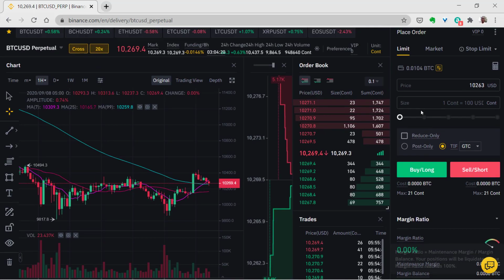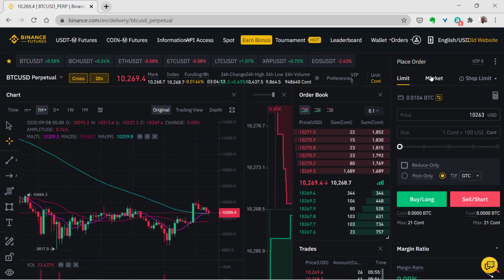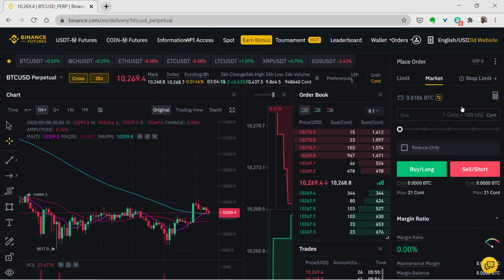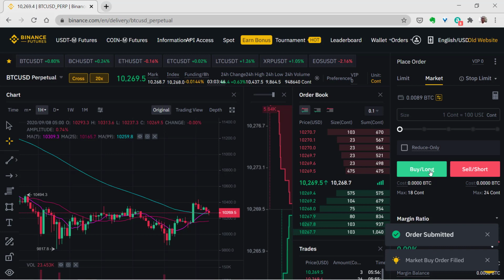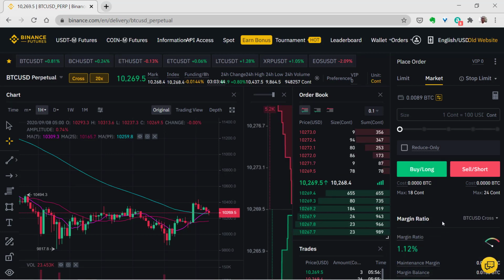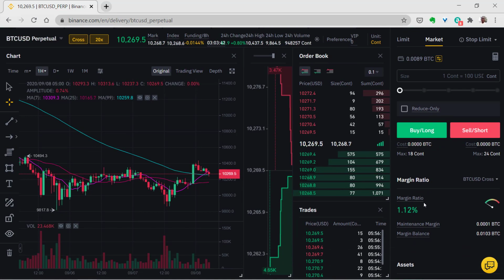So let's place our long. I'm going to place a market order. We're going to buy 3 contracts. This is the cost to open the long. And we click on buy. Order has been filled. Here now we can see our margin ratio, our margin balance, as the market continues to fluctuate.